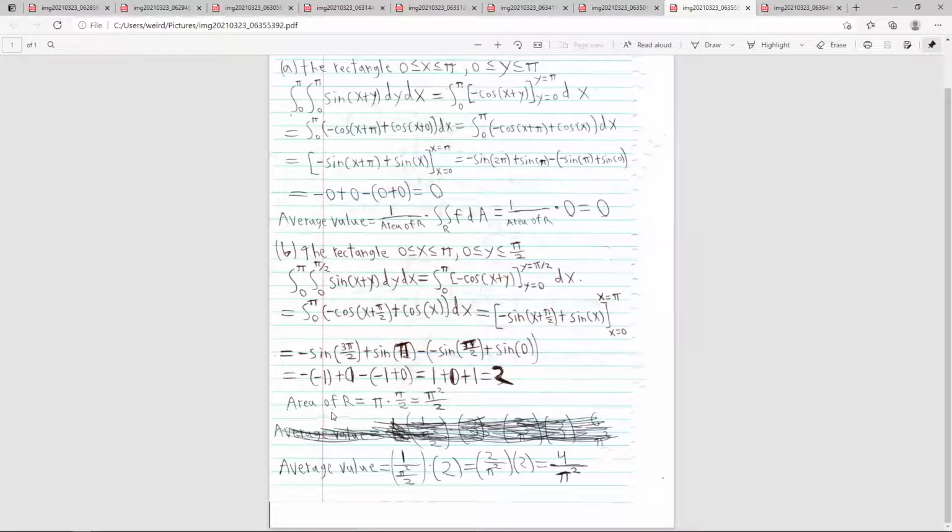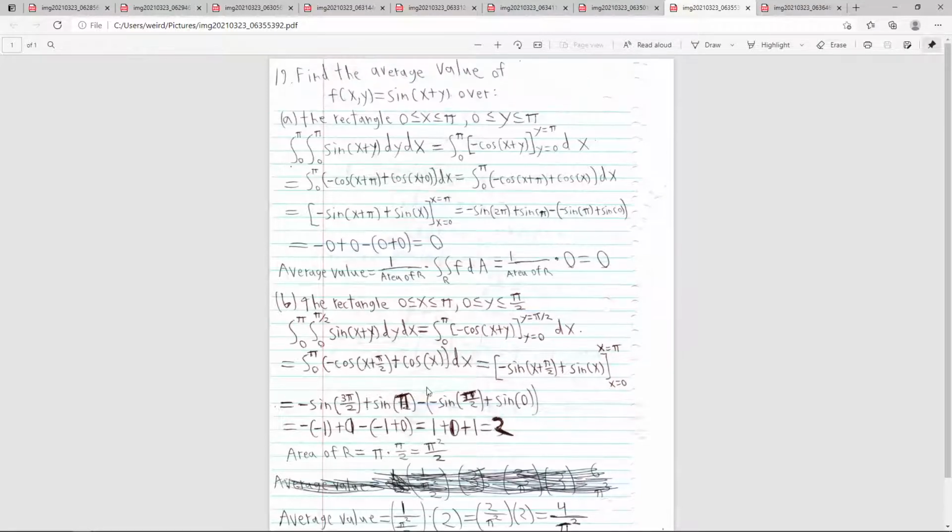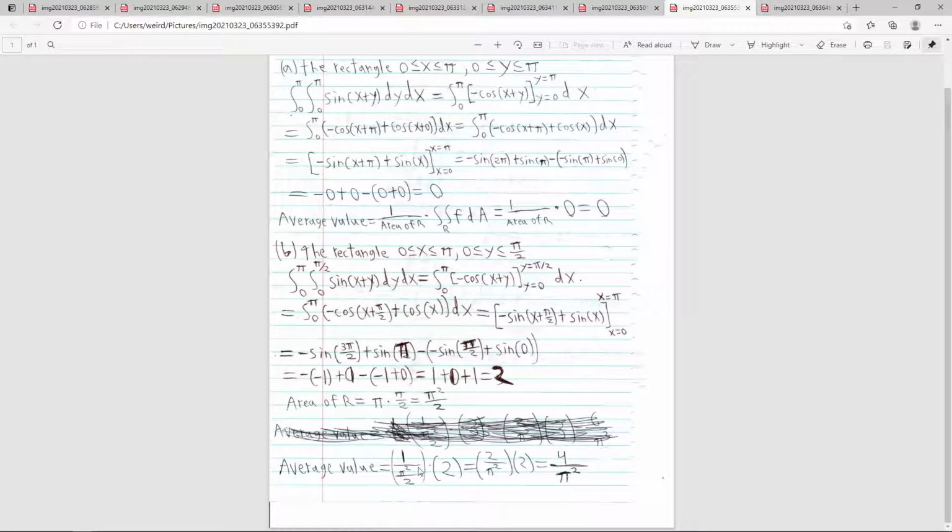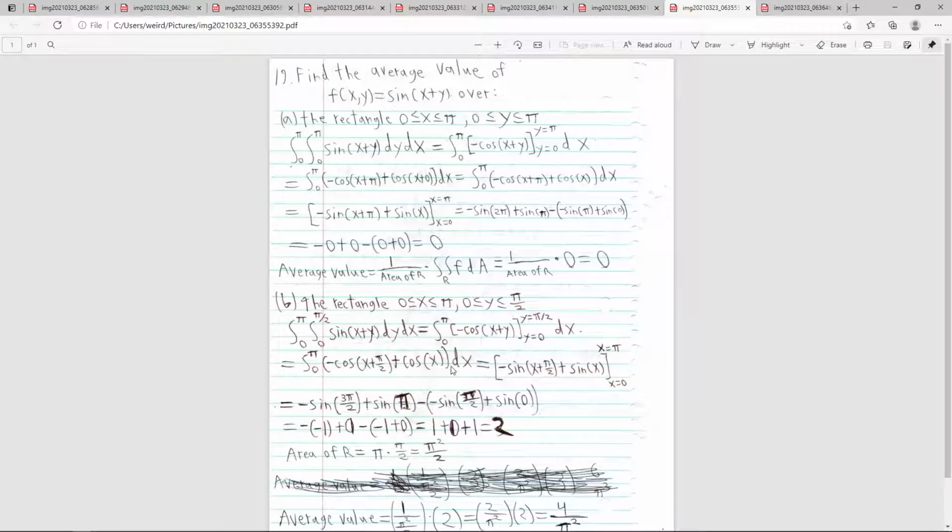And so the area is pi times pi halves, which is pi squared over 2. 1 divided by pi squared over 2, times 2. You get 2 over pi squared times 2, so 4 over pi squared. Your final answer, 4 over pi squared, is the average value.